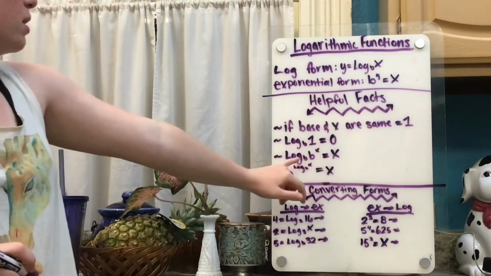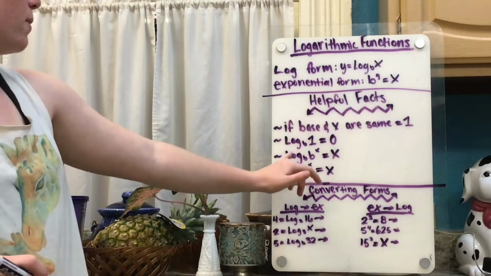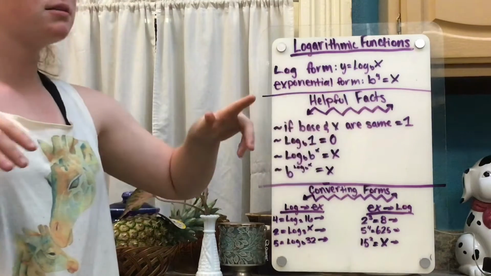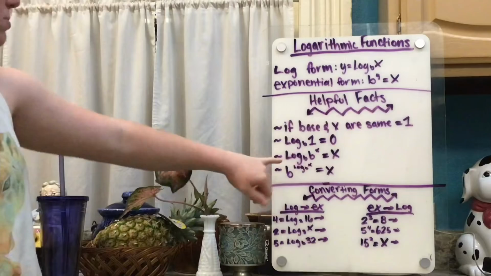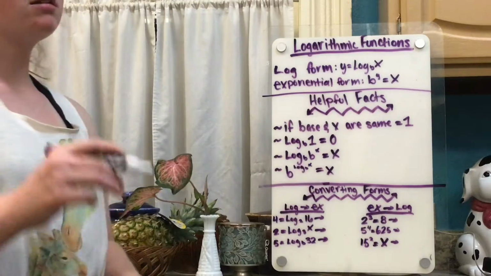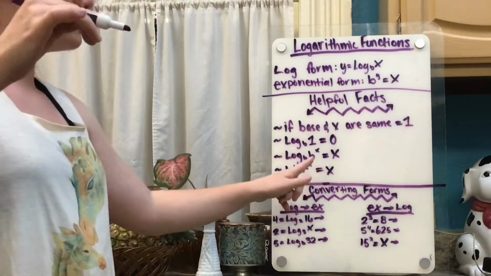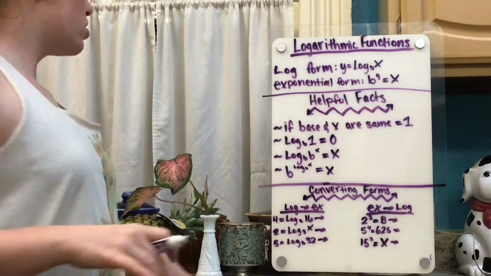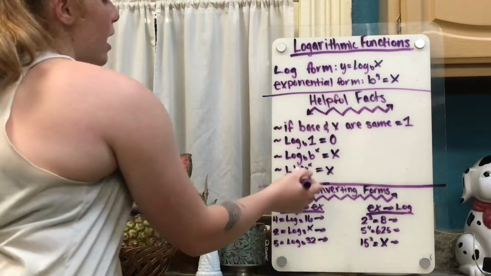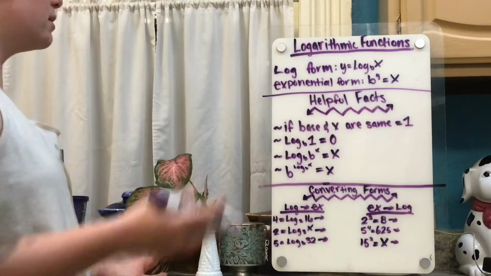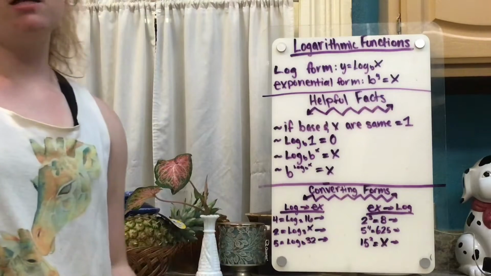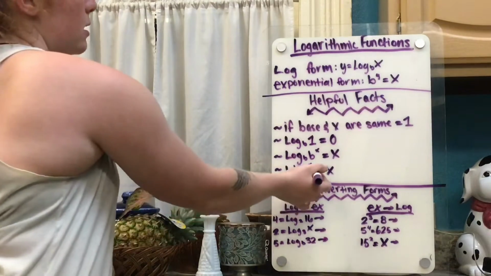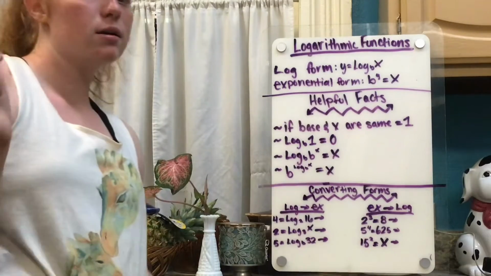So in this one, log base b of b to the x equals whatever x is. And the last one, if it's base b and then log base b of x is the exponent, that still just equals whatever x is. So if it's 10 to the log base 10 of x, it's whatever x is. So if x is 2 and it's log base 10 of 10 squared, it's 2.